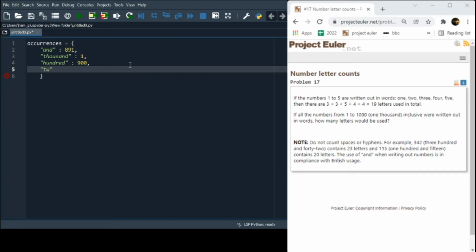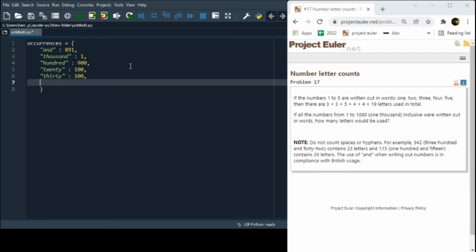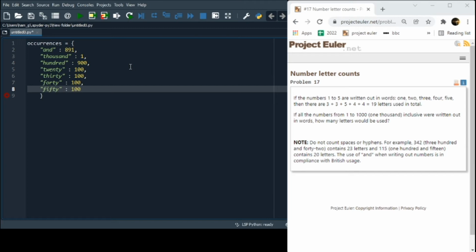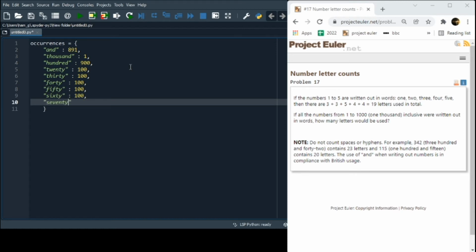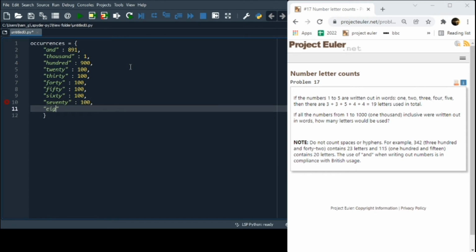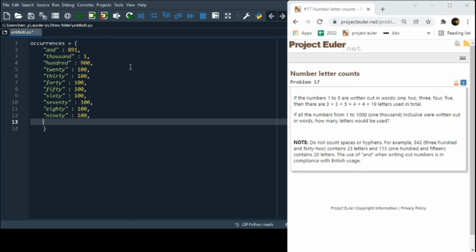So now let's do the tens. So 20, how many times will that appear? 20 to 29, that's 10 in a 100 block, and there are 10 100 blocks, so that's 100. And it will be the same for 30, 40, 50, 60, 70, 80, and 90 as well. This is where the coding might get a bit tedious. 40, remember to spell it right, there's no U in forty. 50, 60, 70, 80, 90, that's it.